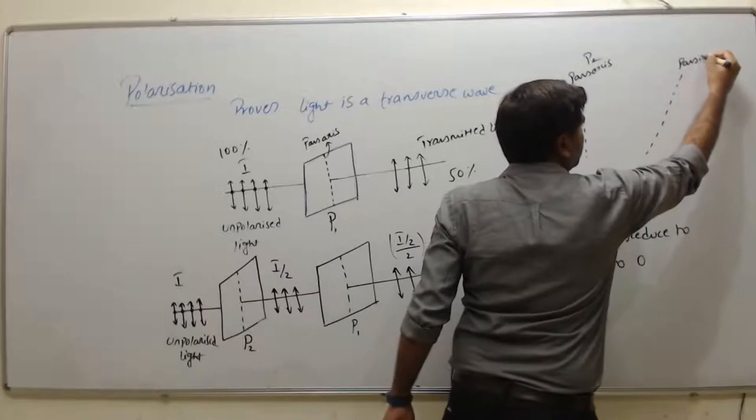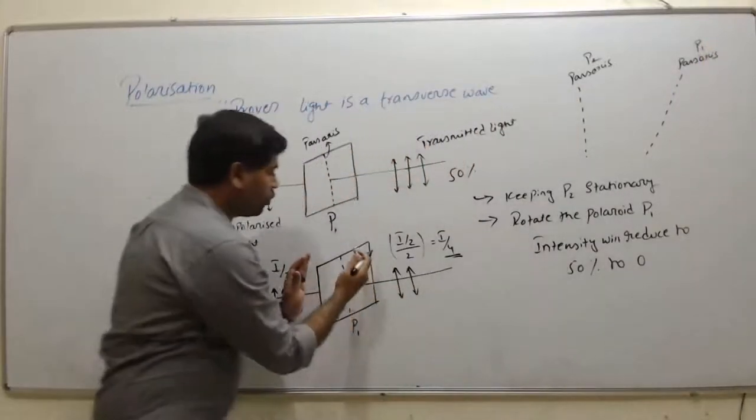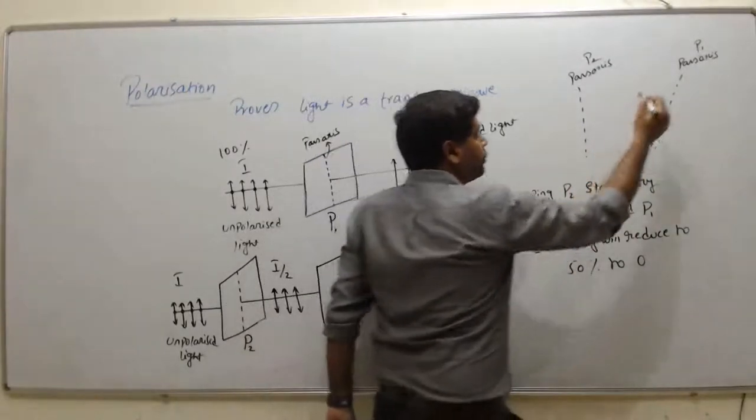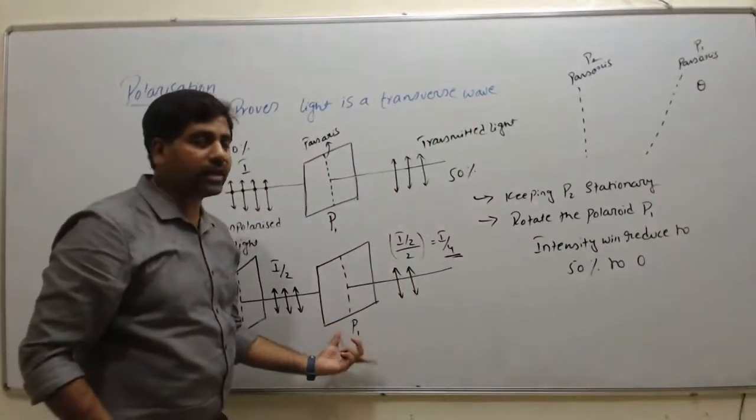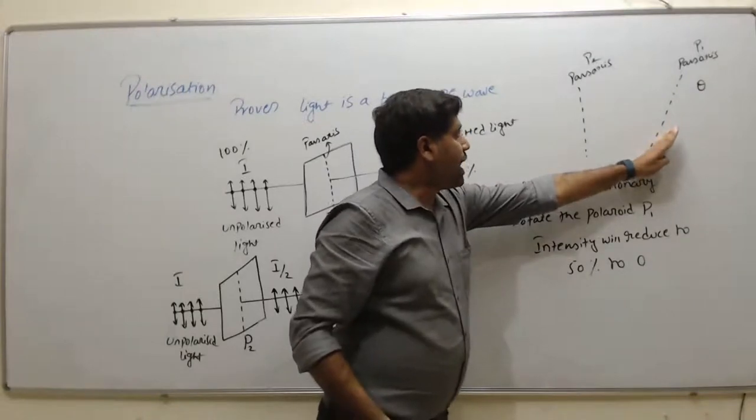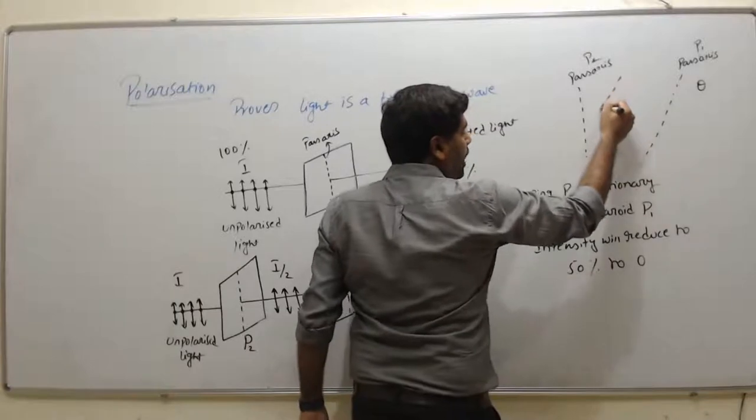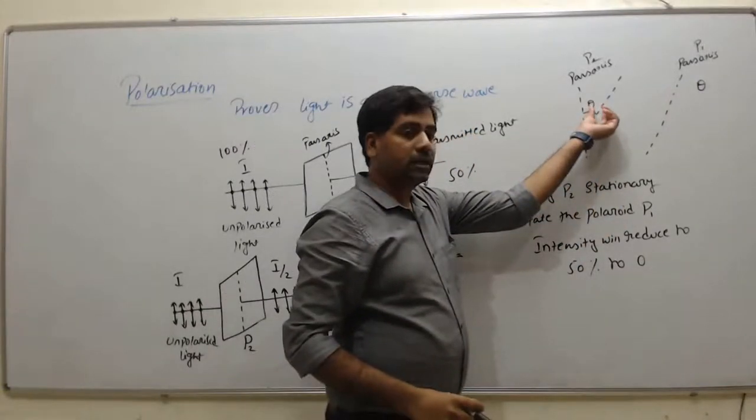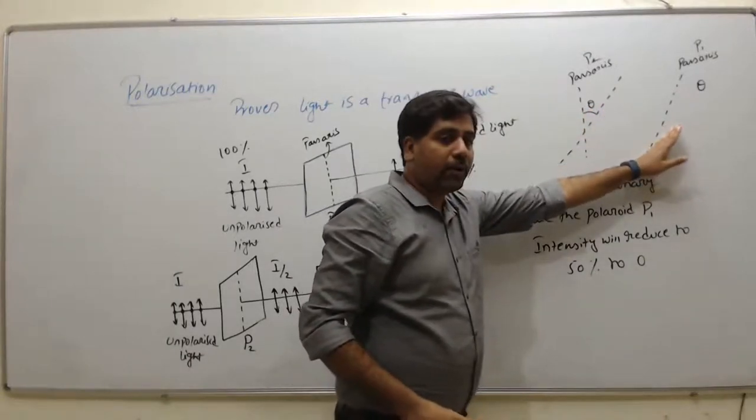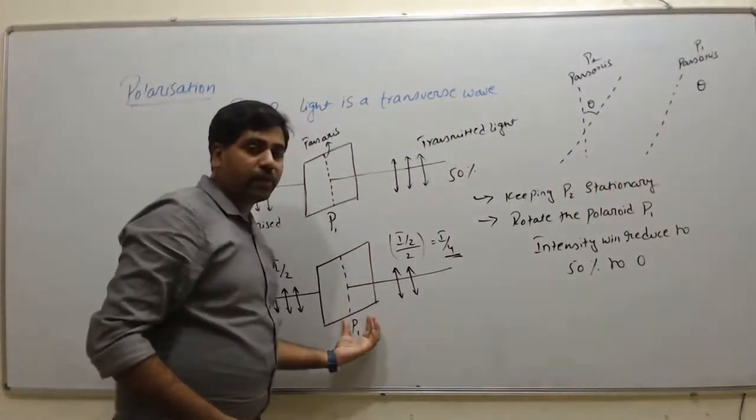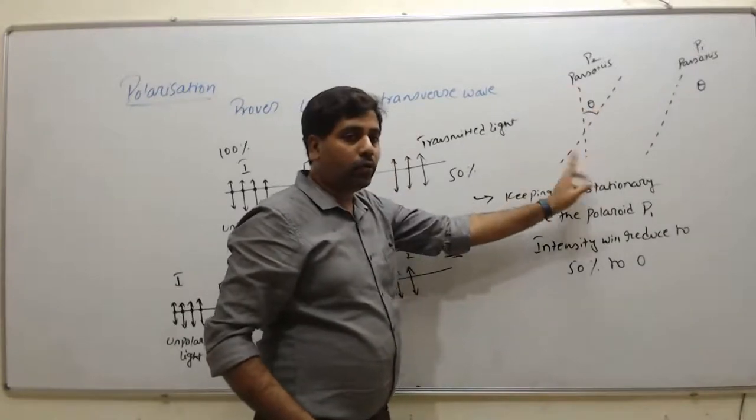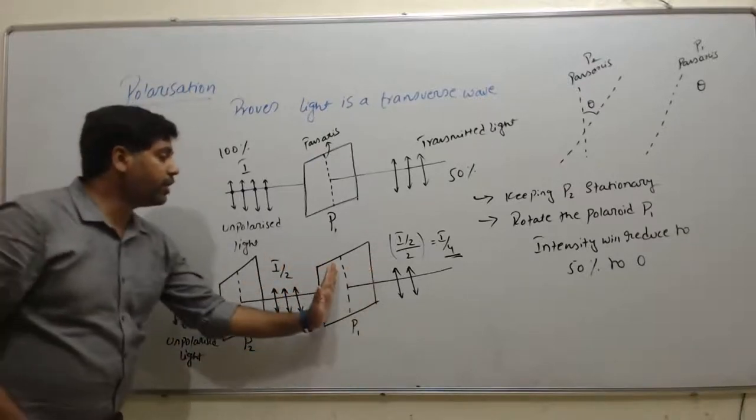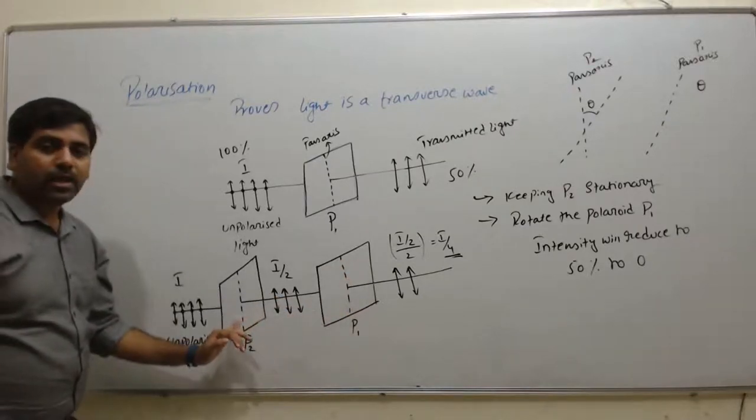If we rotate the pass axis, or if we rotate the polaroid P1, its axis also rotates with it. So if it rotates with an angle theta, this polaroid P1 rotates with an angle theta. Then if we draw a line parallel to the P2 axis, that is the P1 axis, the angle between pass axis P2 and pass axis P1 will be theta, right? So are you observing here? If we rotate P1 by theta, then this pass axis makes an angle theta with the pass axis P2.